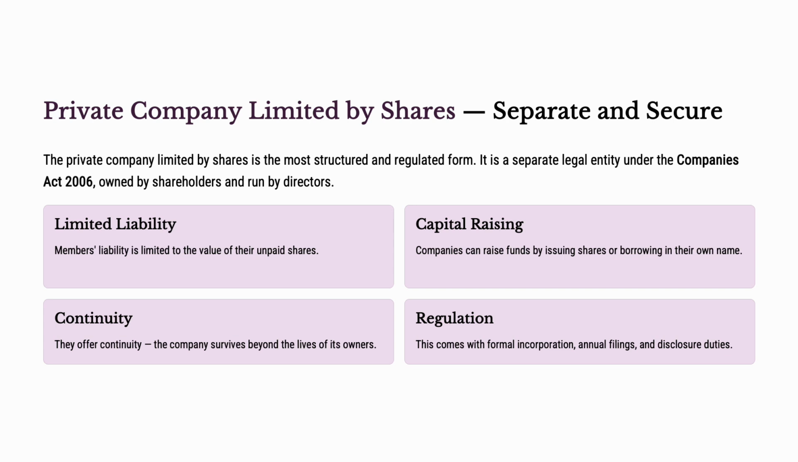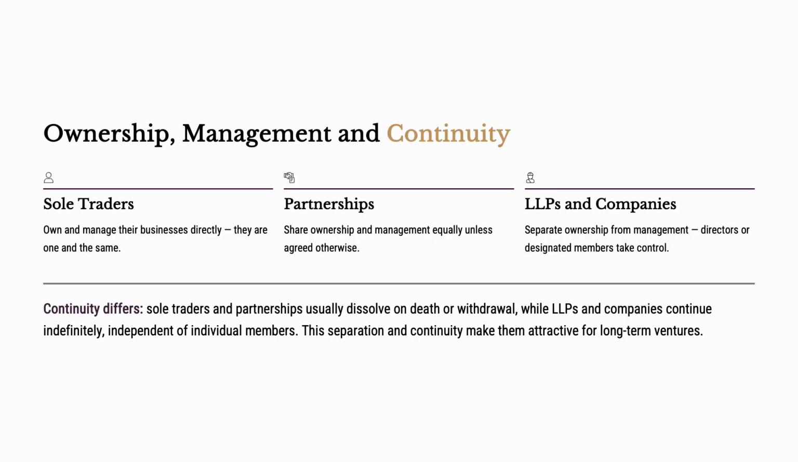So still, it is the price of protection and credibility. So the next thing we need to look at is ownership, management, and continuity. Let's line them up for comparison. Sole traders own and manage directly. They are the business. Partnerships share both roles unless they agree otherwise.